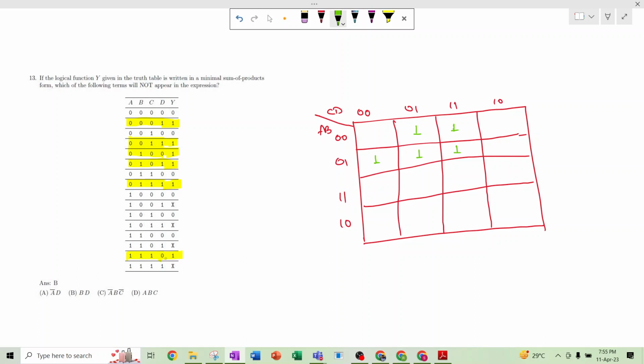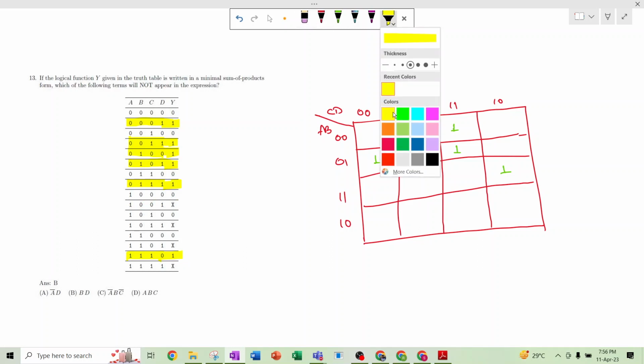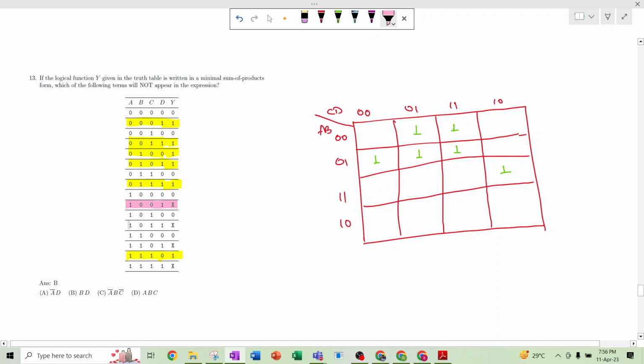Then 1110, this thing is 1. Okay, now what are the don't care terms? Don't care terms are this thing x, this thing x, this thing x, and this thing.